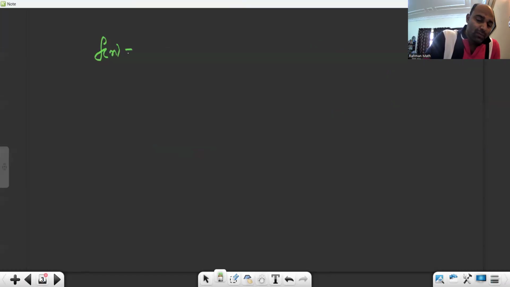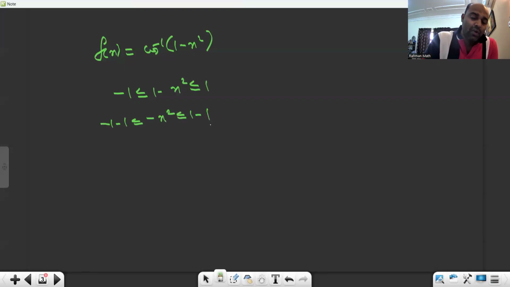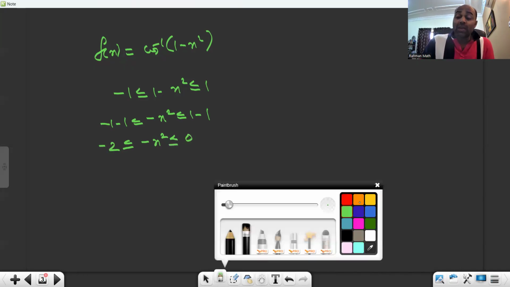F of x equal to, again cos inverse only. For cos inverse, 1 minus x square lies between minus 1 and 1. First, the 1 you remove. Minus 1 minus x square. 1 minus 1. So 0 less than or equal to... sorry, -2 less than or equal to 0. Now you have to divide by -1.